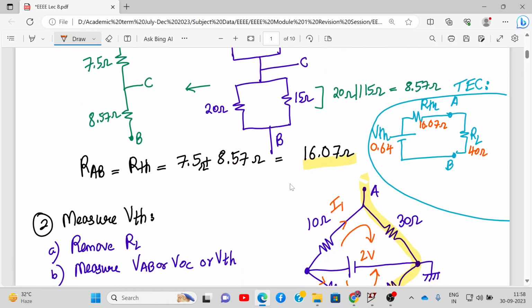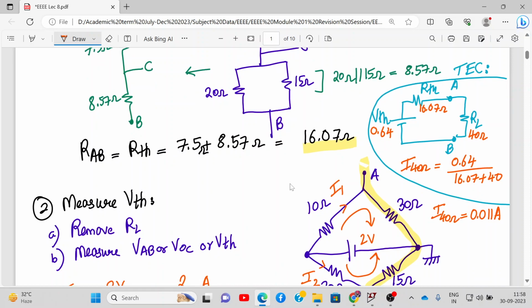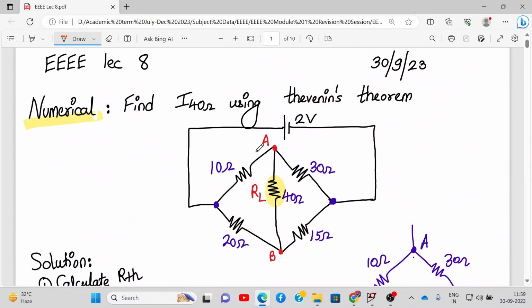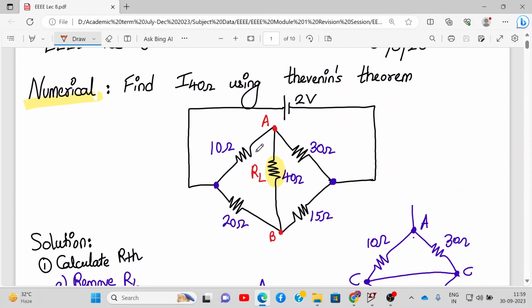If we need to calculate the current flowing through 40 ohm, I of 40 ohm will be 0.64 divided by 16.07 plus 40. If you work it out in the calculator, this will be 0.011 ampere. So this is the value of the current flowing through the 40 ohm resistance, and the direction is downward. This is the answer by Thevenin's theorem. So we have completed this numerical, and the current through the 40 ohm resistance is 0.011 amperes.